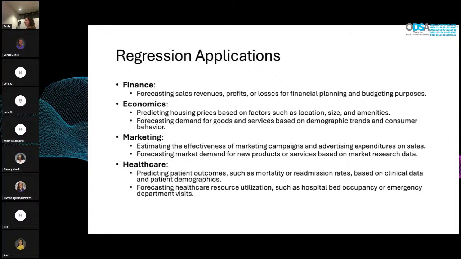Predicting patient outcomes, forecasting healthcare resource utilization, a lot of the similar problems to binary classification, but the difference is just going to be numerical values. So if we're looking at blood pressure, for example, that's not a binary feature anymore. That's really a numerical value that can take on a continuous range.